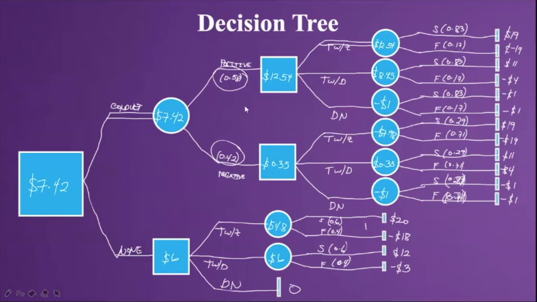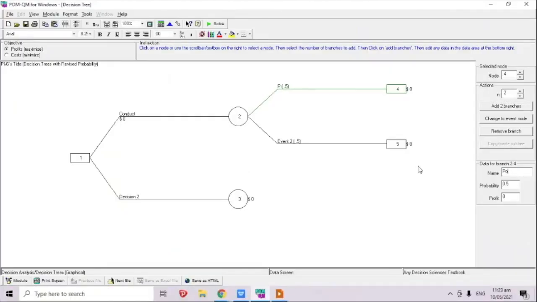Positive and negative. We have 0.58 here and we have 0.42. As you can still remember, this is part of our revised probability table. Okay, so let's have it in the POM-QM software. Again, positive 0.58, negative 0.42. So let's write it here. Positive. The probability is 0.58. No profit since wala naman siyang involved na profit for that. And for this part, we have negative. Probability, 0.42.